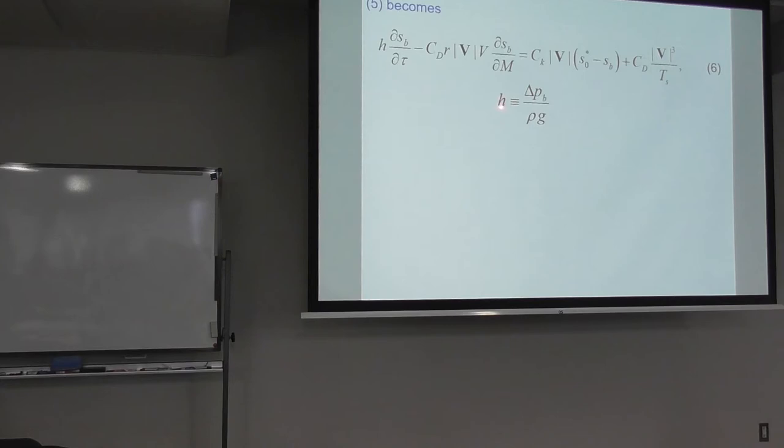I've defined H as the pressure depth divided by density times gravity. It has the units of altitude, maybe a couple of kilometers or so in reality. Then this is the m dot, it's the source or sink of angular momentum. This is the gradient of entropy with respect to angular momentum. This is the surface entropy flux. This is what's driving the whole tropical cyclone, is this guy. And then we have this term that's proportional to the cube of the wind speed.